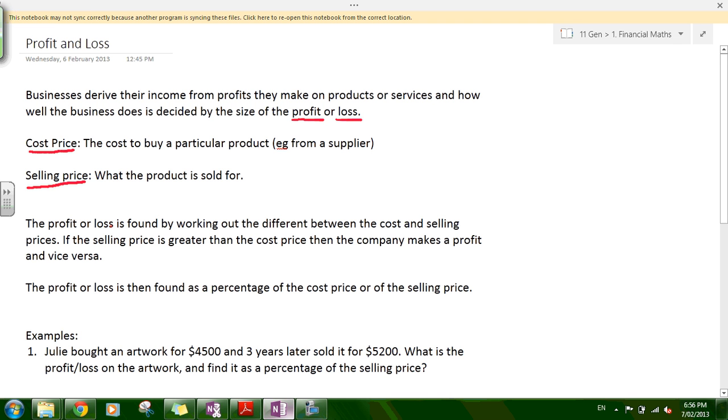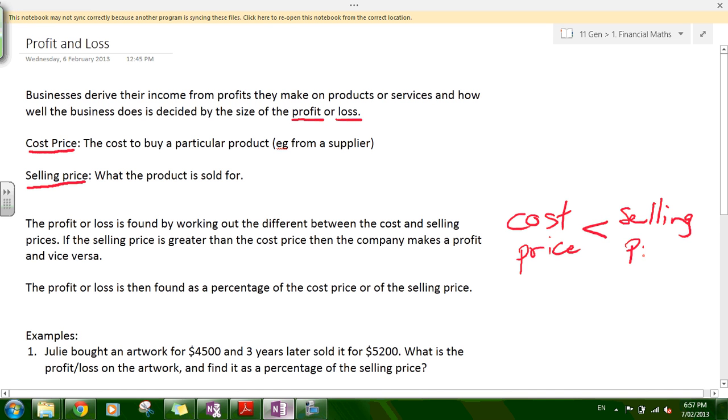So whether a company or a business makes a profit or a loss is decided by working out the difference between the cost and the selling prices. If their selling price is greater than the cost price, then the company makes a profit, and vice versa. If the cost price is greater than the selling price, then we have a problem, and the company is going to go bust. So we need cost price to be less than the selling price for profit. That's the profit to have, and for us to have a smiley face.